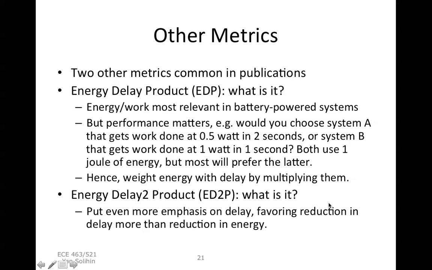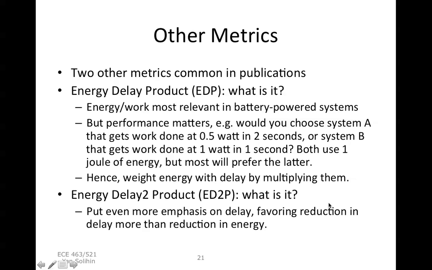There are also other metrics that if you go to literature, read computer architecture papers, you can see. For example, energy delay product. Now, what is energy delay product? Essentially, when we talk about the energy required to perform work, it matters most in a mobile system where you have limited amount of batteries, amount of energy stored in the battery. However, people have preferences towards getting the job or the computation done earlier.